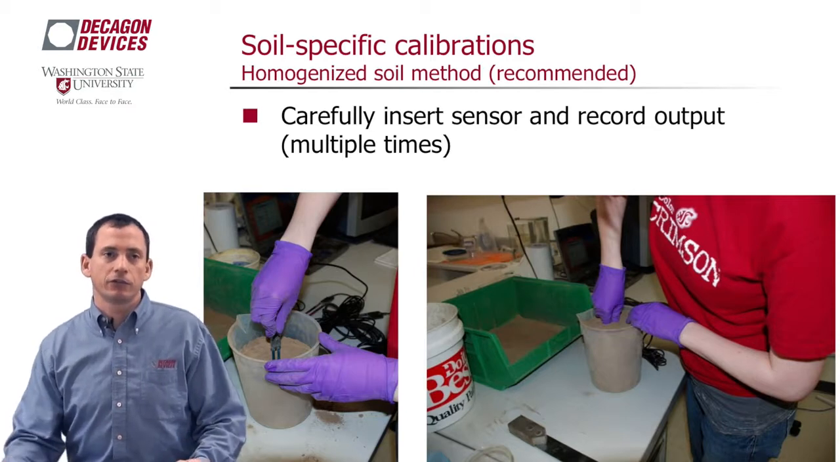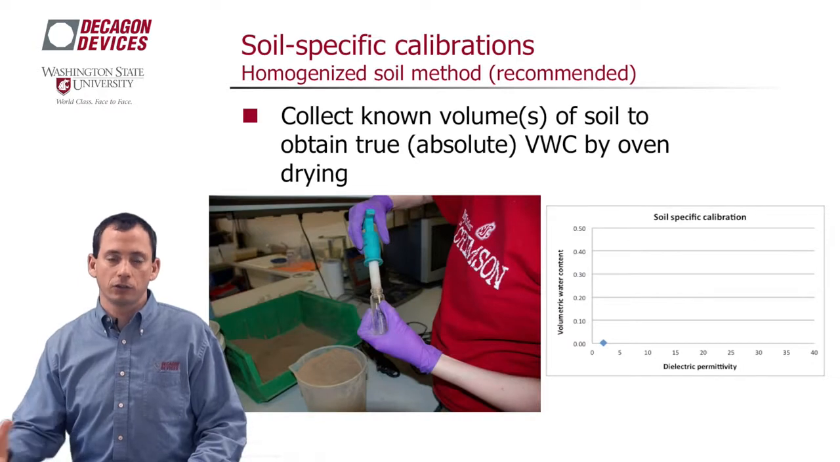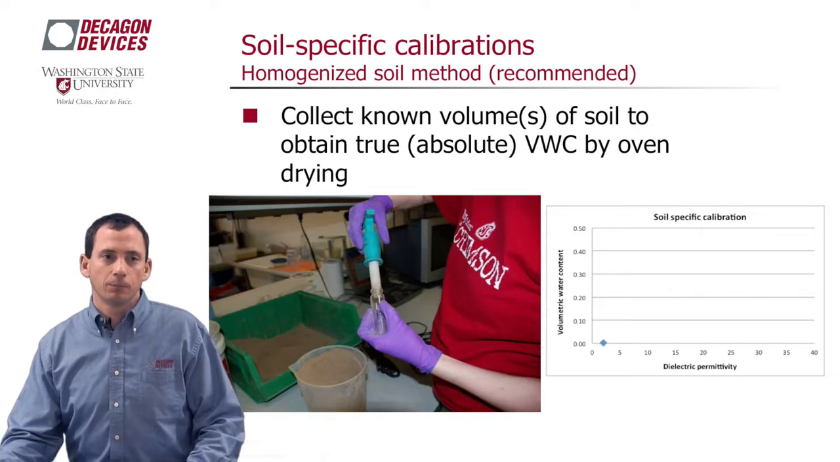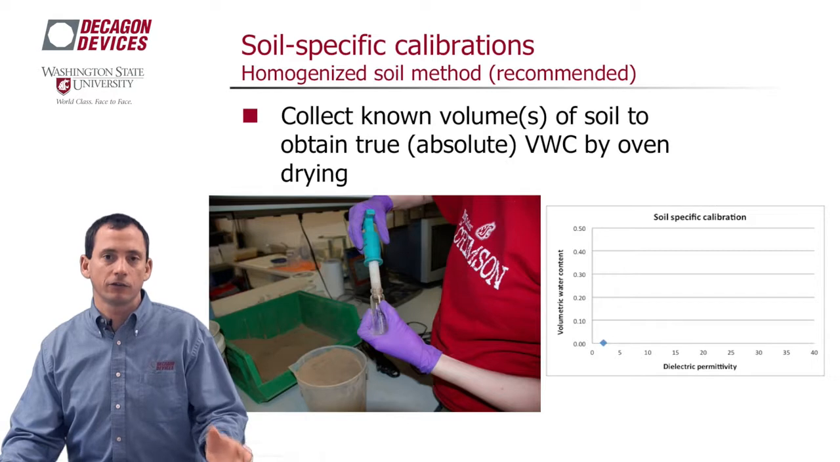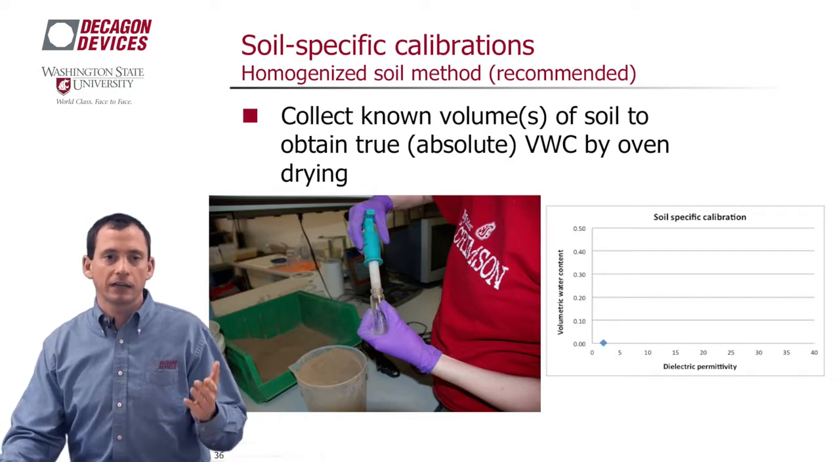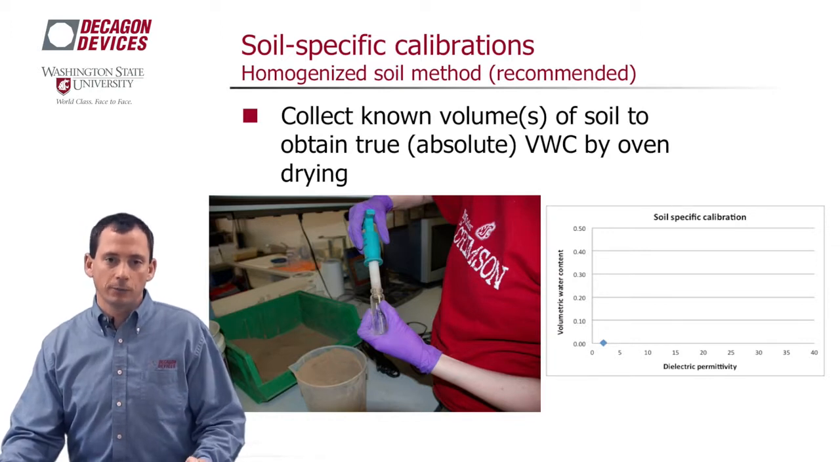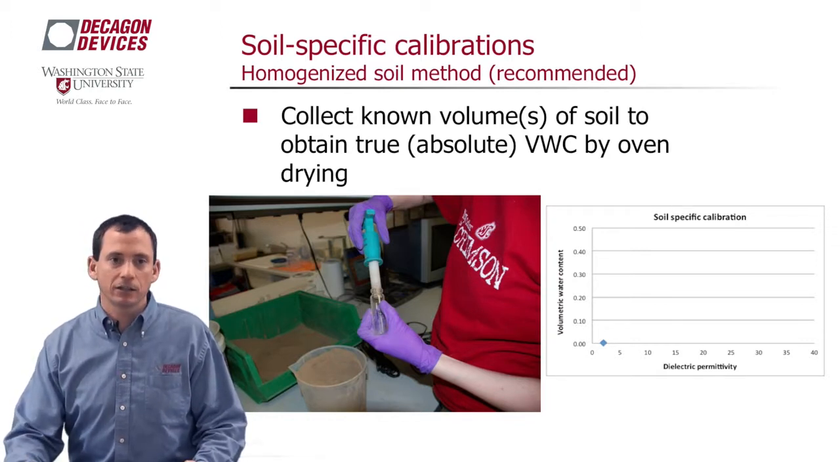Okay? And then here's the key part. Now you need to actually know what the water content of that soil was. So the method that we commonly use is to collect some subsamples of known volume. So you would use a sampler of some type that you know the volume of, so you can collect a known volume of that soil, weigh it, dry it, weigh it to get the volume of water lost, and that gives you your direct measurement of volumetric water content. Okay, so that procedure right there gives you 1 point. Here you have dielectric permittivity and volumetric water content at 1 point.